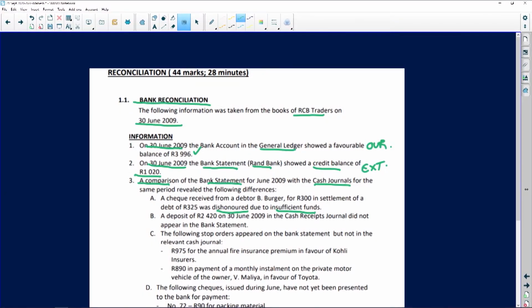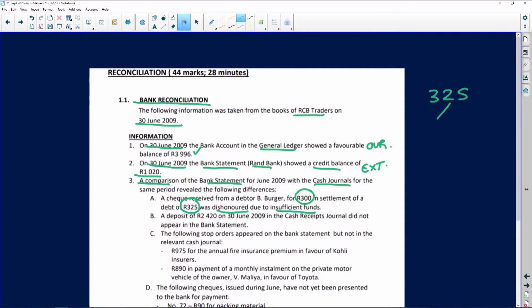Right, so how are we going to deal with this? Now the first question, we've got 300 Rand, we've got 325 Rand. Which figure do we use? So remember guys, 325 Rand is the amount that Mr. Berger was owing the business. He probably came to our shop and we told him, pay us only 300 Rand, because remember the check was for 300 Rand, which means we gave him a discount of 25 Rand.